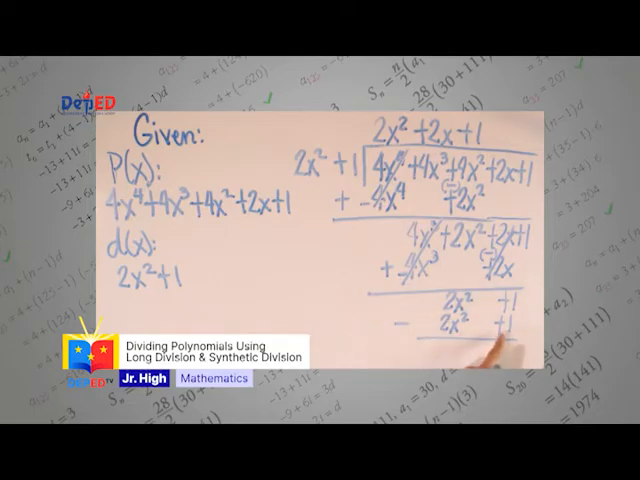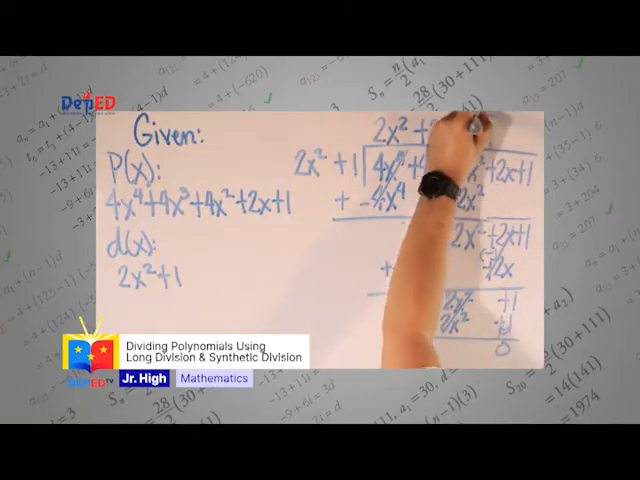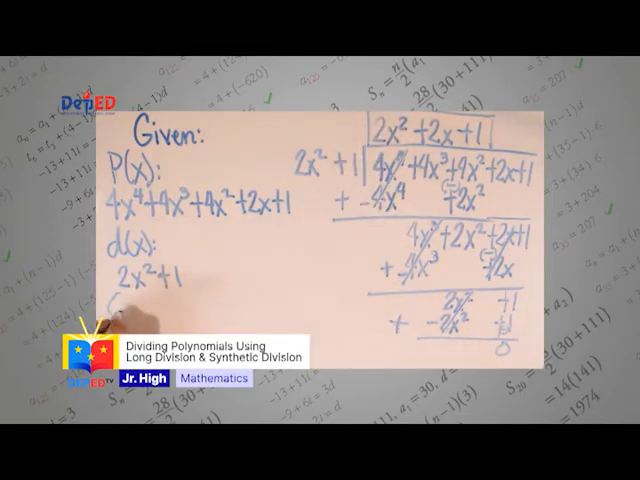Subtract, change the sign of your subtrahend, so this will become negative 1, and this will be negative 2x squared. Then proceed to addition rules. 2x squared plus negative 2x squared is 0. Let's cancel this. And 1 positive plus negative 1 is equal to 0. Thus, the quotient in this problem, or q of x, is equal to 2x squared plus 2x plus 1.